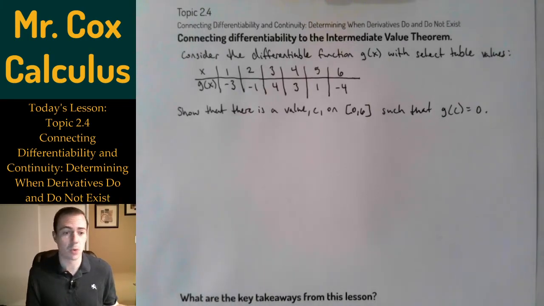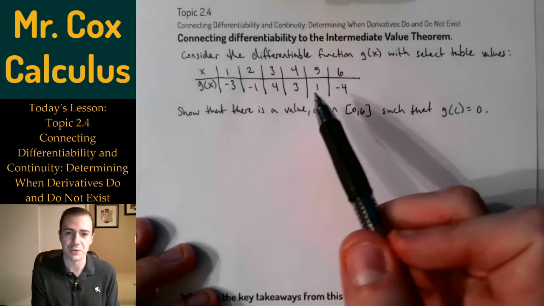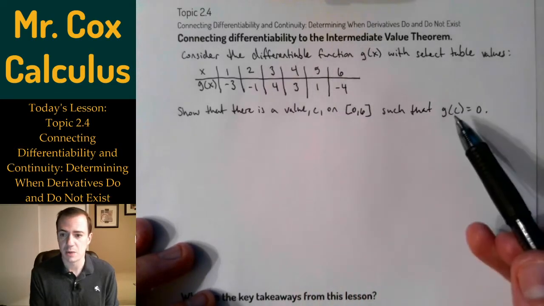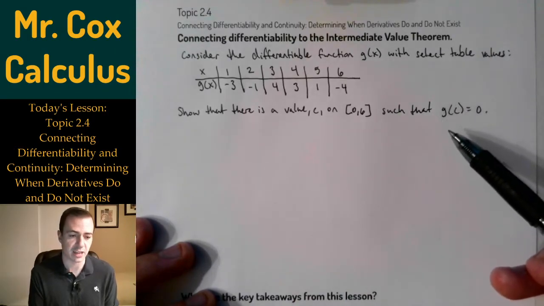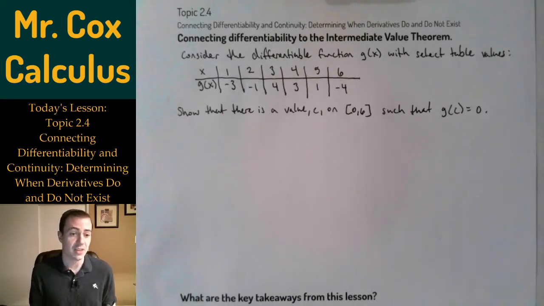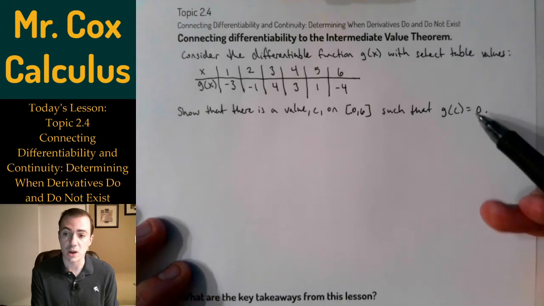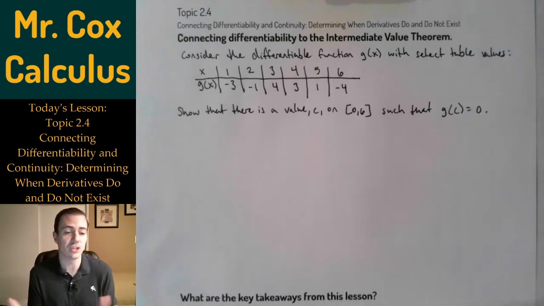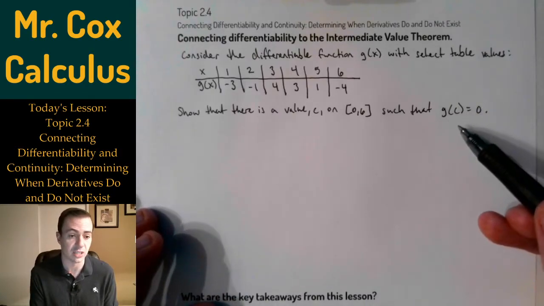So here we are. This is exactly how it could be worded on the AP exam, and it's something that we understand now. We're given a table of values, we're told the function's differentiable, and we want to show on this interval that there's some value where g of x equals 0. And so we're going to use the intermediate value theorem. The intermediate value theorem says that if a function's continuous, and if I can find an interval where 0 is in between two function values, then I'm going to be able to say by the IVT that there's a c that g of c equals 0.